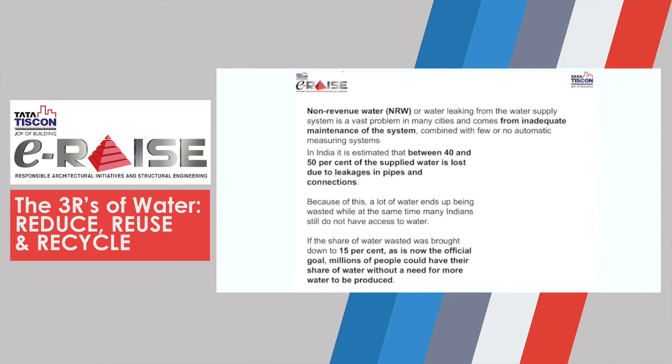Non-revenue water, or as the name for water leakages goes, is a vast problem in many cities, and it usually comes from inadequate maintenance of the system. In our country, it is estimated that between 40 to 50% of the supplied water is lost due to leakages in pipes and connections. Not just pipes which are supposed to be maintained by municipalities, but even leakages from fixtures.